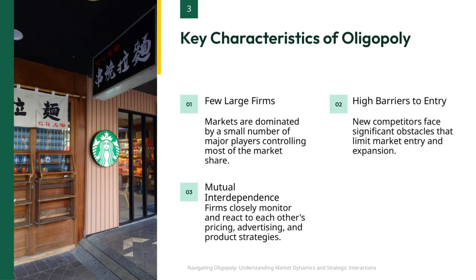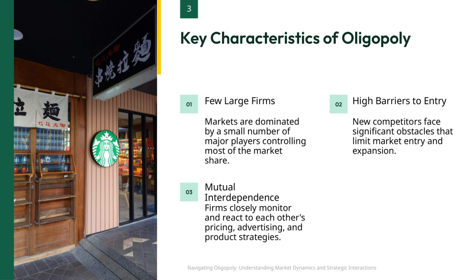Here we see the key characteristics of an oligopoly, a market structure dominated by just a few large firms. First, these firms control most of the market share, making it difficult for smaller competitors to gain traction. This concentration leads to high barriers to entry, meaning new competitors face significant challenges when trying to enter or expand within the market. Lastly, there's mutual interdependence.